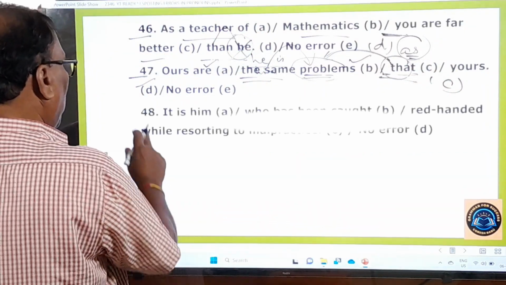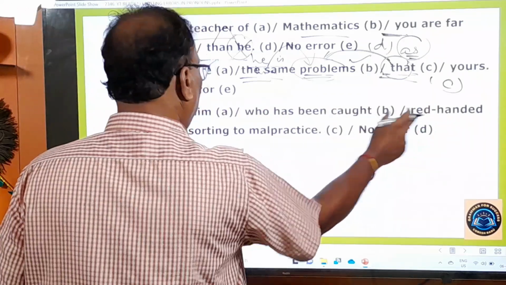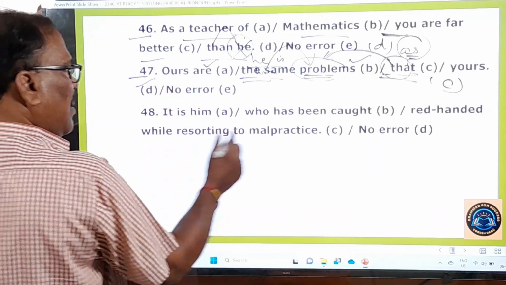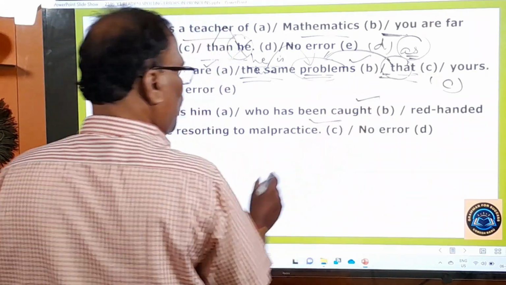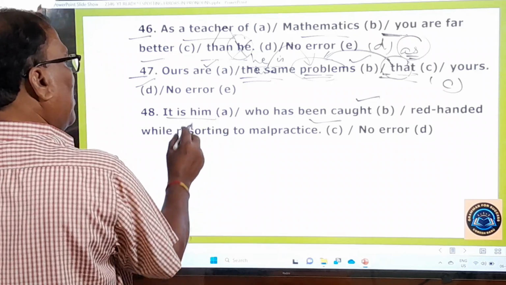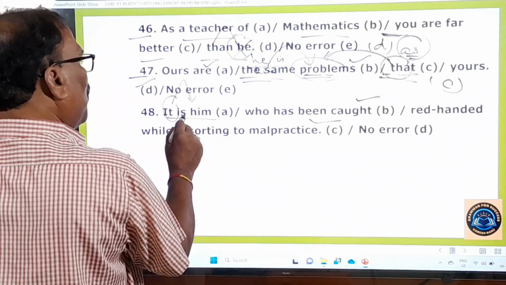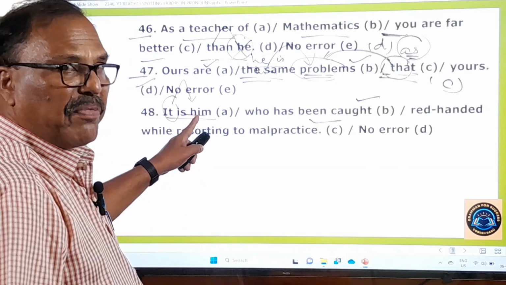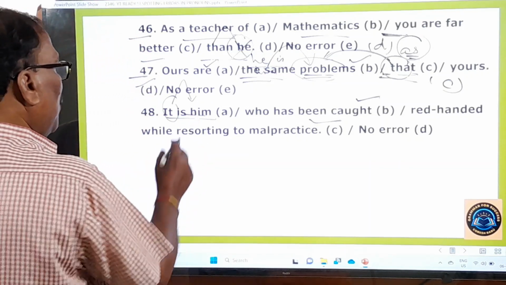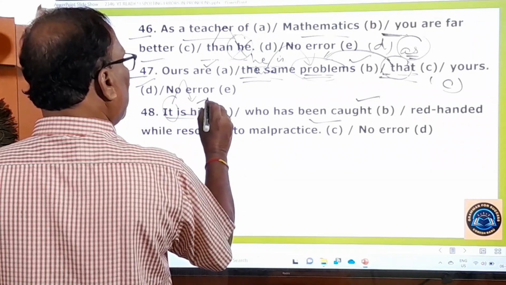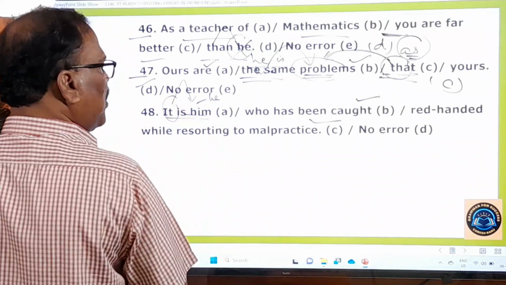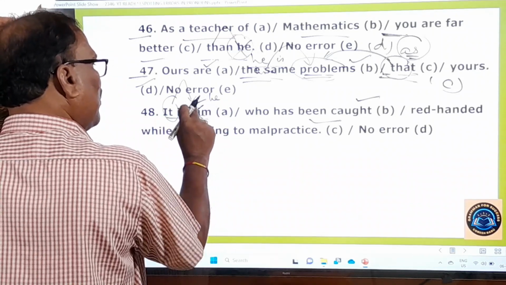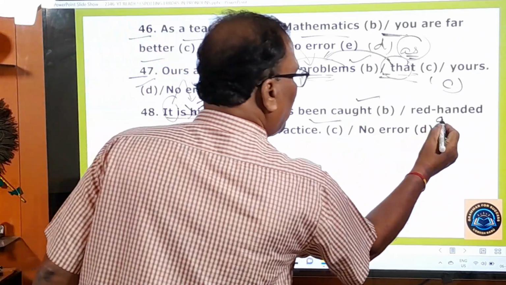And you got the 48th one. It is him who has been caught red-handed while resorting to malpractice. So here, if you observe this sentence, B part there is no mistake, C part there is no mistake. Only the A part there is a mistake. What is that? After B, we should use only the subjective case pronoun, but not the objective case pronoun. It's being frequently given. Okay, please remember that. You should use, what is the subject part of this? He. It is he you should say, but it is him you should not say. Okay, this is wrong. So since this him is wrongly used here, this A part is a mistake.